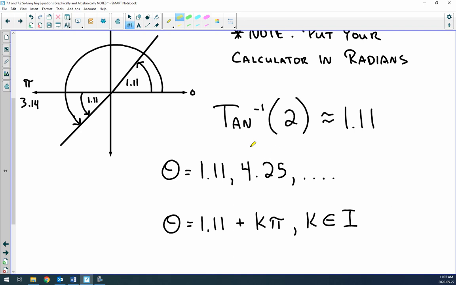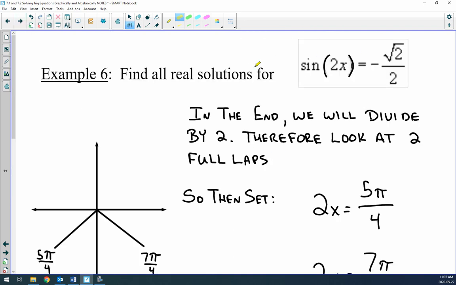Okay, last example. Example number 6 here. Okay, so this one here, you got to look at this. And it says find all real solutions for sine of 2x. Well, the problem is that 2x in there is kind of difficult to work with. We know what root of 2 over 2 is, right? That's the 45s or the pi over 4s when we're dealing with this. So in the end, what we do is we can do all the work, and in the end, divide everything by 2, and that'll help us with it. Okay, so let's take a look at this.